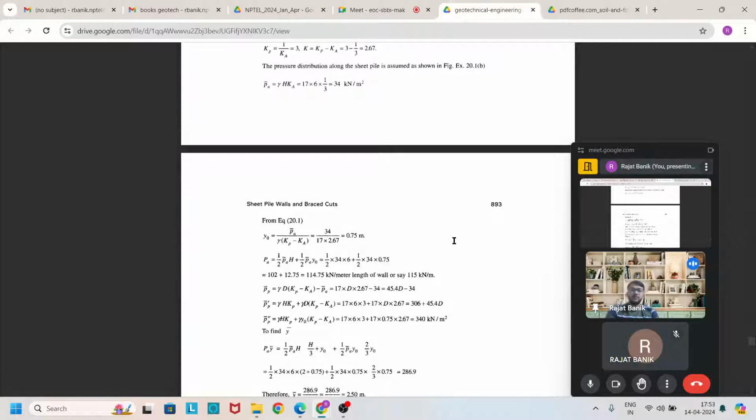After that, we have to find out the total passive force acting, which is equal to half of Pa bar into H plus half of Pa bar into Y naught. After that, we have to find out the average passive pressure, which is equal to gamma D (Kp minus Ka) minus Pa bar. This comes in terms of D, because we don't know the D value, that means the depth of embedment. We have to find out the depth of embedment.